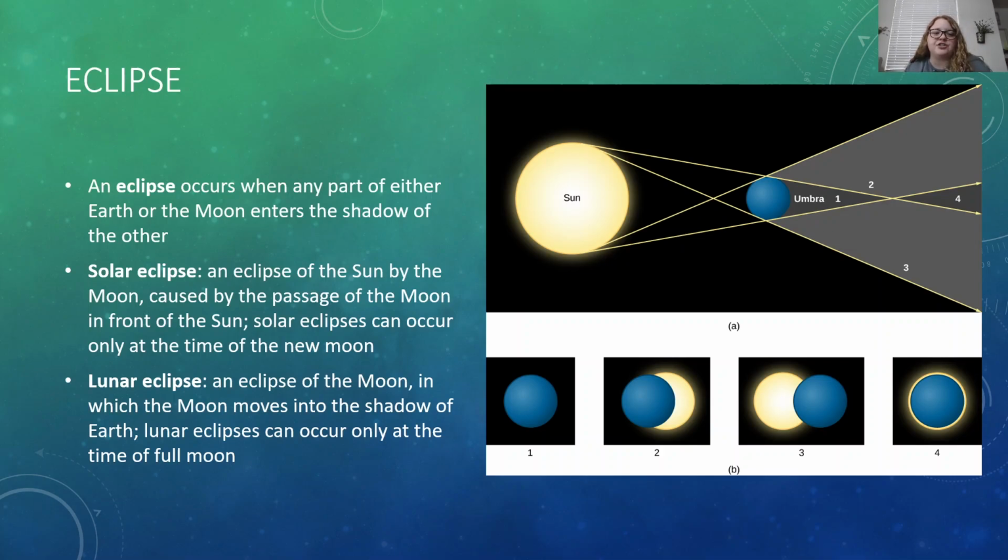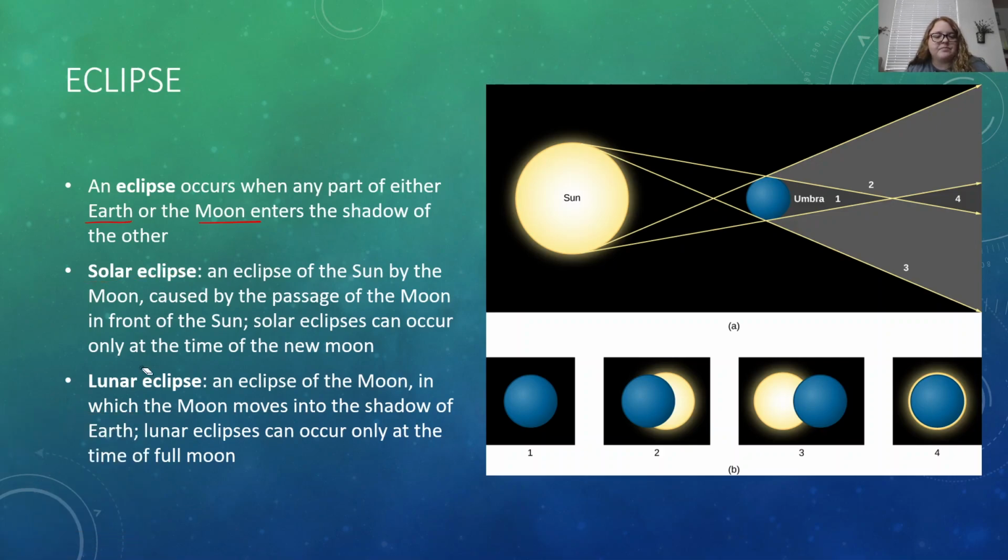Let's continue our session with talking about eclipses. So an eclipse occurs when any part of either the moon or the earth enters the shadow of the other. Okay, so there's two different types. We have the solar eclipse and lunar eclipse that we'll focus on.